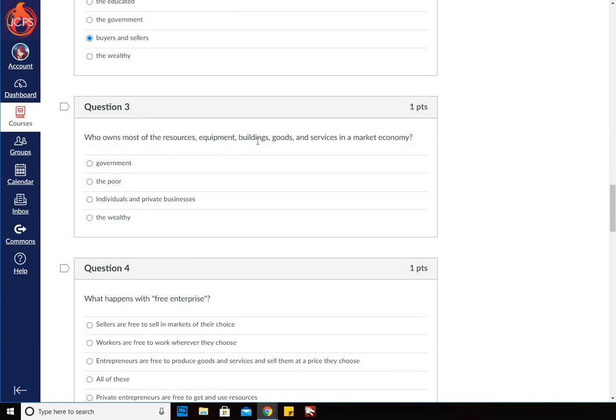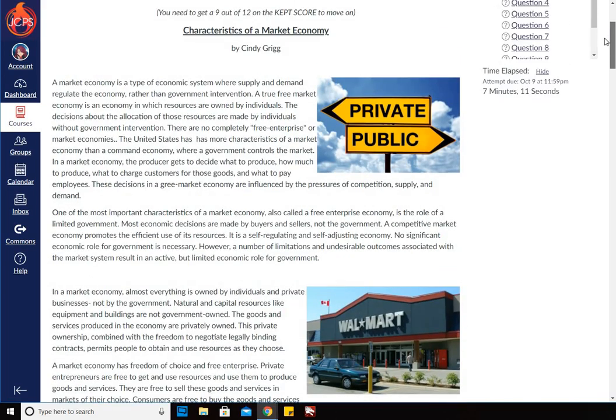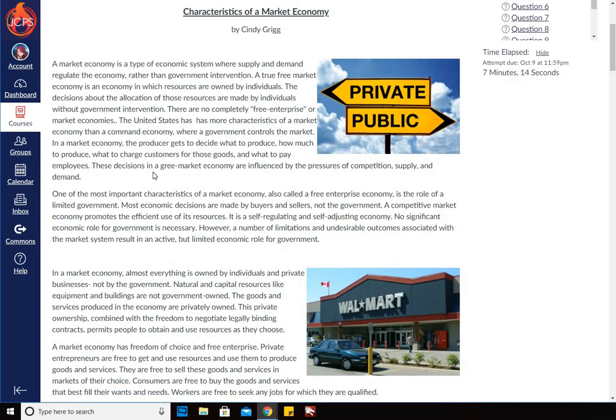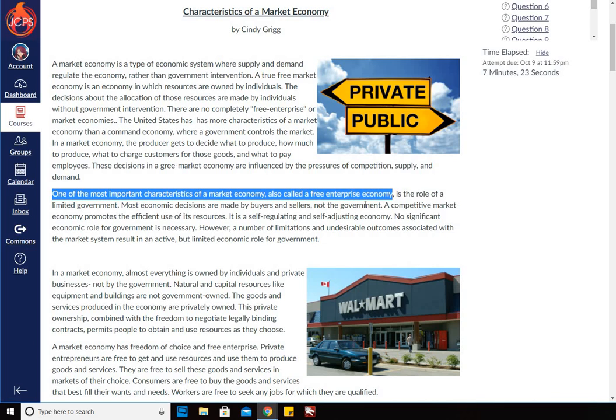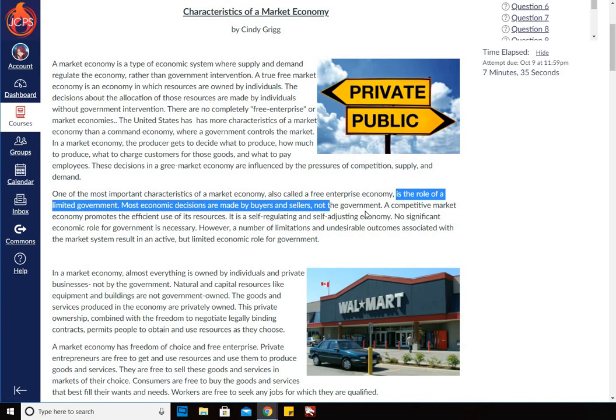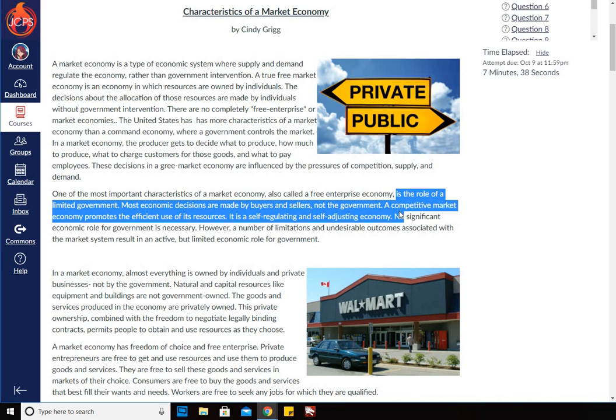Who owns most of the resources, equipment, buildings, goods, and services in a market economy? We've got the government, the poor, individuals, and private businesses, the wealthy. One of the most important characteristics of a market economy, also called a free enterprise economy, and remember in our notes, enterprise means business, so you could say called a free business economy, is the role of limited government. Most economic decisions are made by buyers and sellers, not the government. Well, there's the exact phrase that I needed to find.